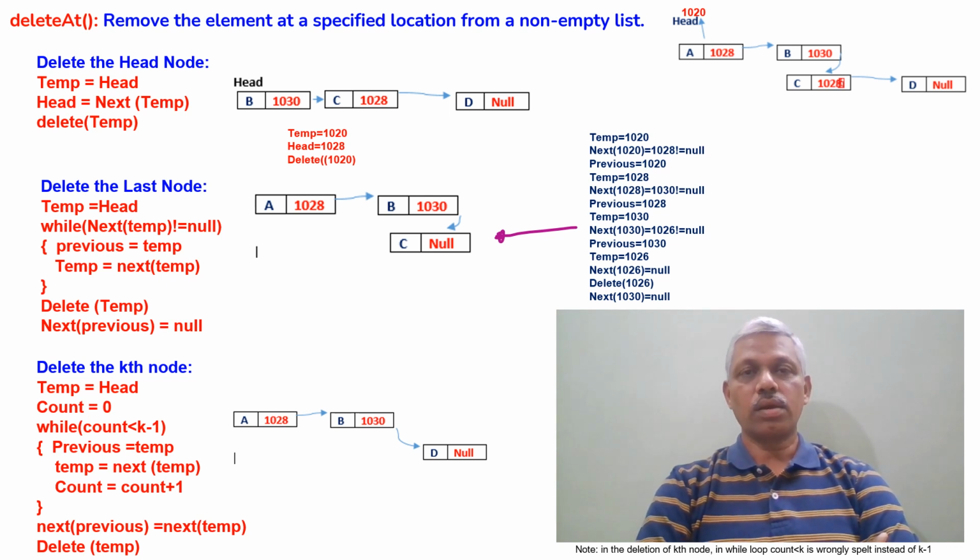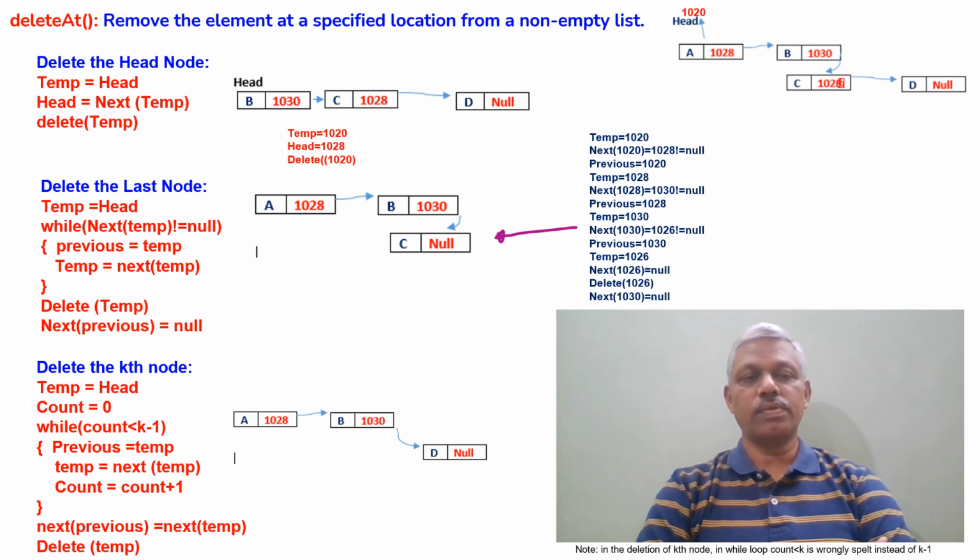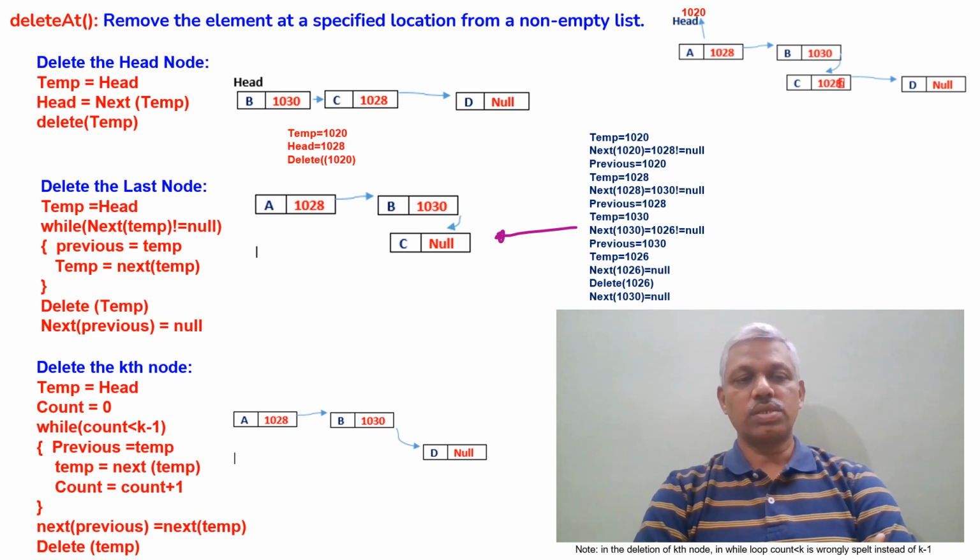So temp is equal to head again, count is equal to 0 initiated, while count less than k: previous is equal to temp, temp is equal to next of temp, and count is equal to count plus 1. This runs in the while loop until we reach the kth node. Once we reach the kth node, previous consists of the address of the previous node, and temp consists of the kth node. Whatever is there in the next of temp is the memory address of the k plus 1th node. So that we are placing in the previous, which is the k minus 1th node. So next of previous is equal to next of temp. That is how we are updating here and deleting the current kth node, temp.